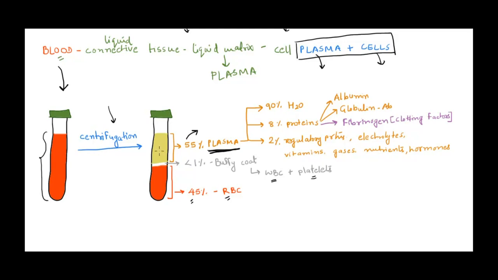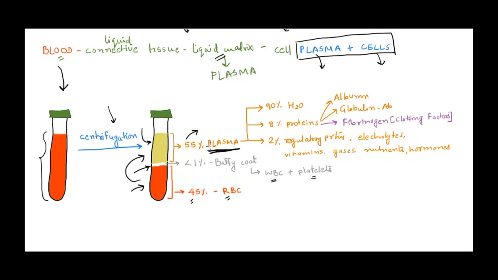Once we centrifuged the blood sample, it separated all the components. Here you can see RBC, here WBC and platelets, and the liquid we were talking about, the liquid matrix, comes on top. That is nothing but plasma. So all these blood cells are suspended in this liquid matrix.